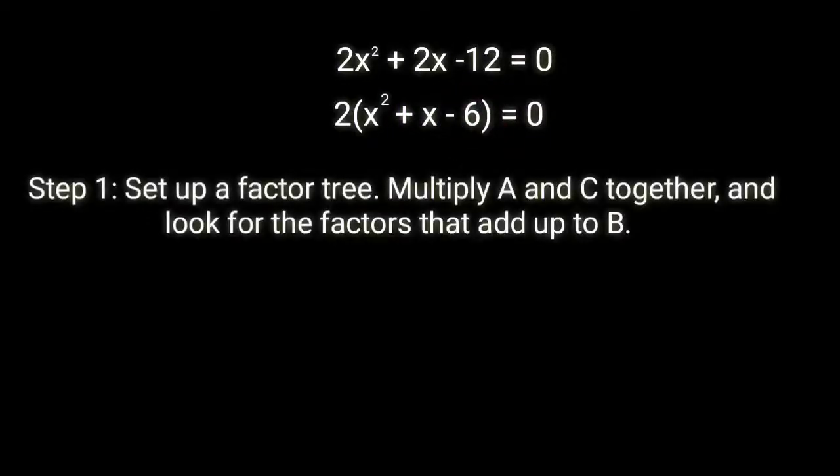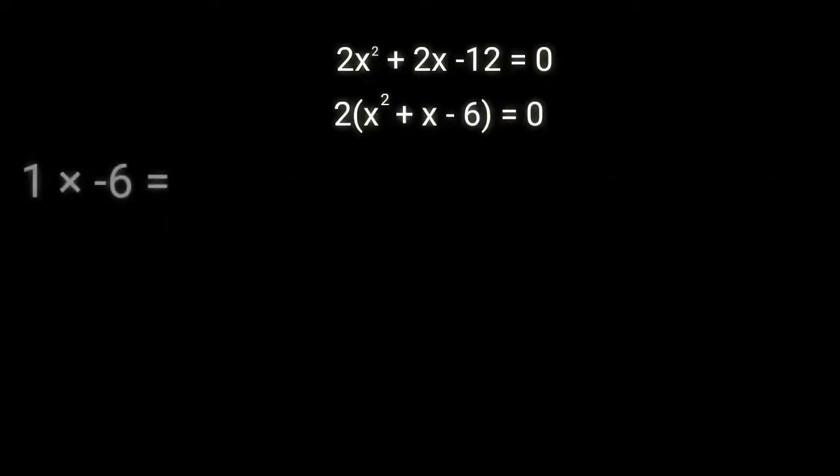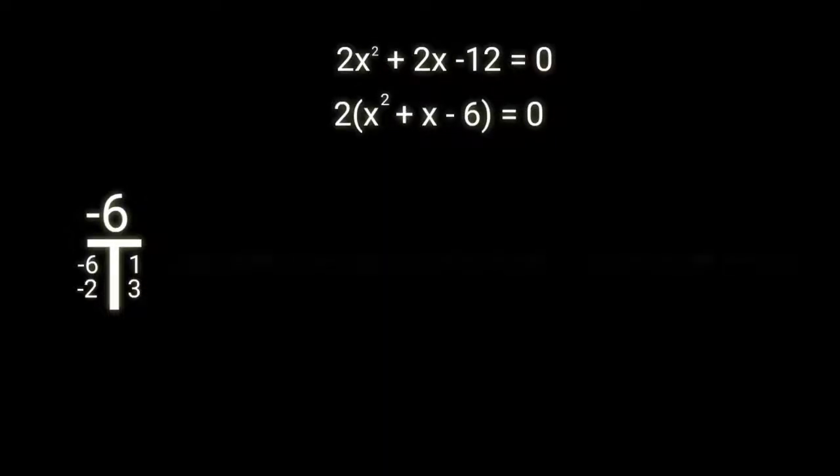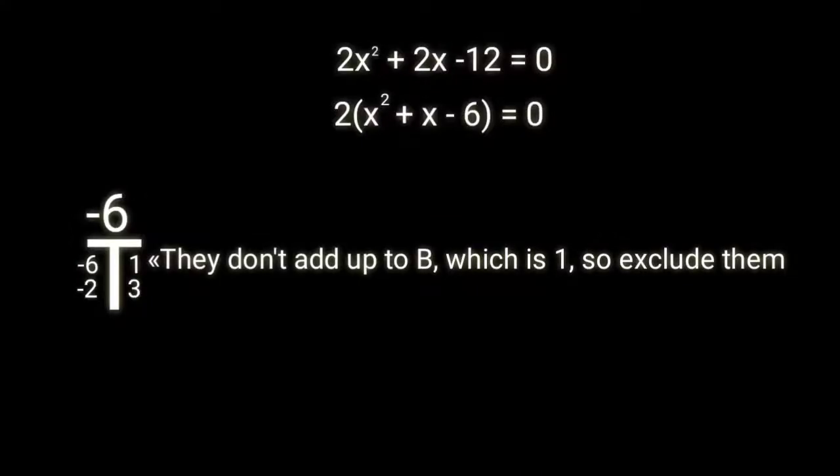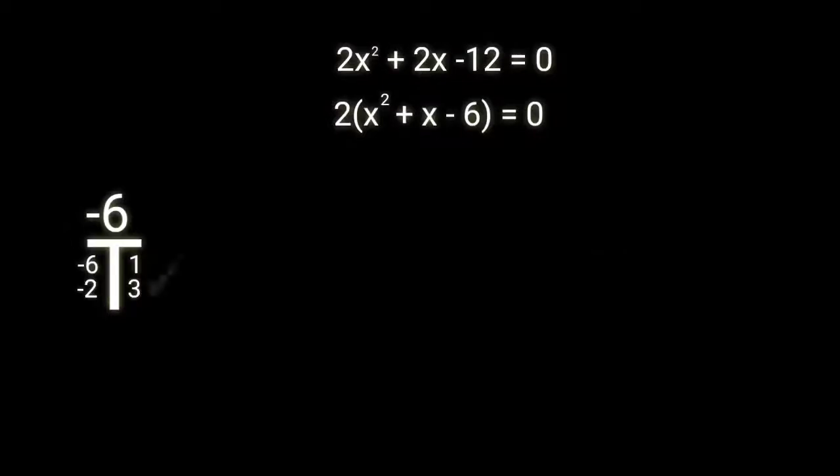So step 1, set up a factor tree. Multiply A and C together and then look for factors that add up to B. So 1 times -6 is -6, so we'll set up a factor tree for -6. Possible factor pairs for it are -6 and 1, and -2 and 3. However, -6 and 1 won't be possible factors because they don't add up to 1. However, -2 and 3 do add up to 1, so they will be the factors that we use.